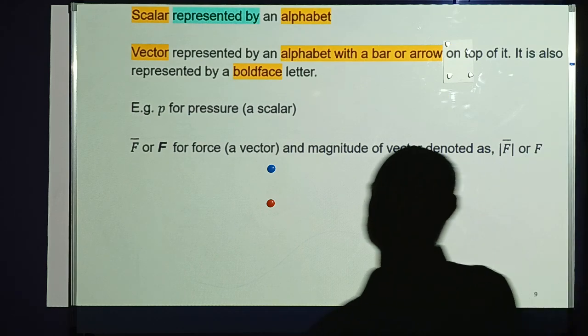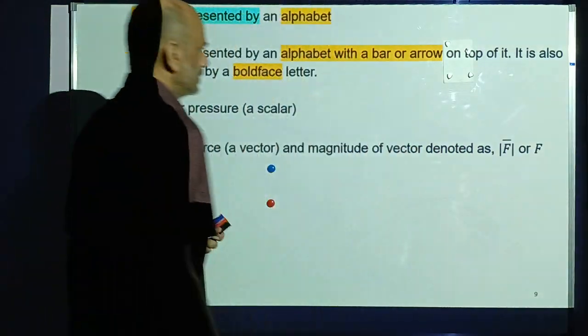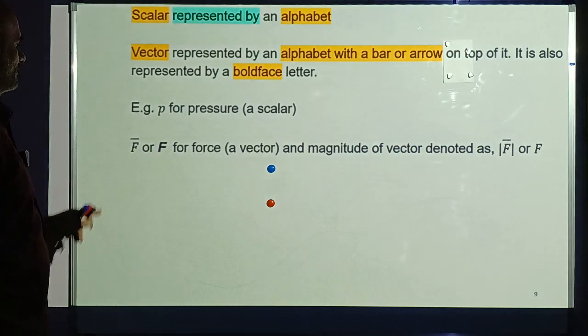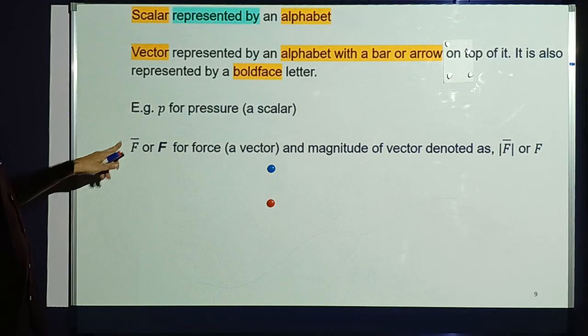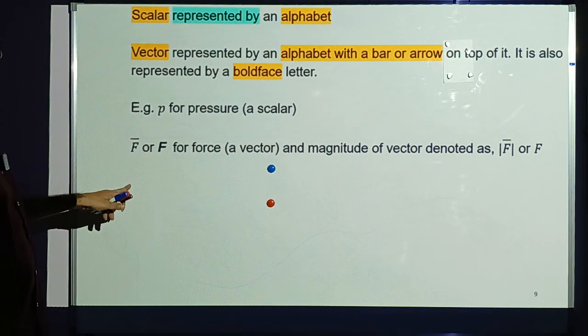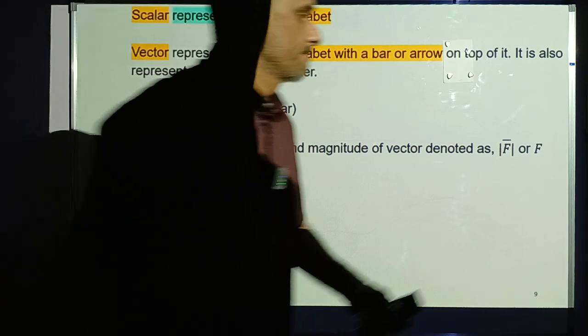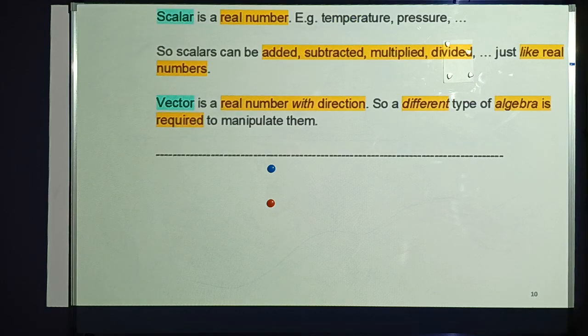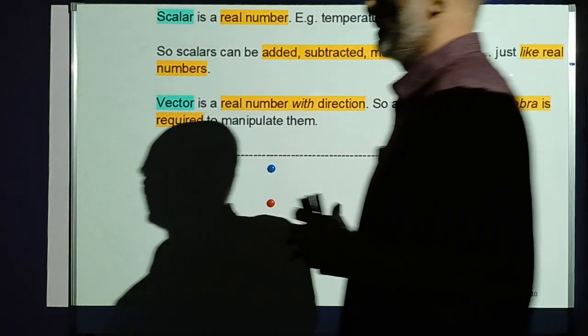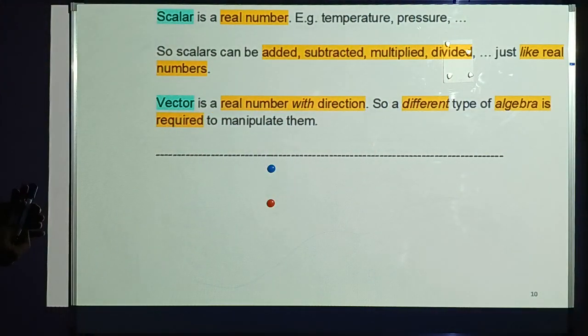And the magnitude of a vector is represented by this modulus sign or just the alphabet. Vector is F with a bar, magnitude is you put the modulus sign, or you just put this alphabet F. A scalar just has magnitude, so it's a real number. So we can combine scalars like combining real numbers. We can add two scalars, subtract them, multiply them, divide them just like real numbers. Examples of scalars are temperature, pressure, and so on.